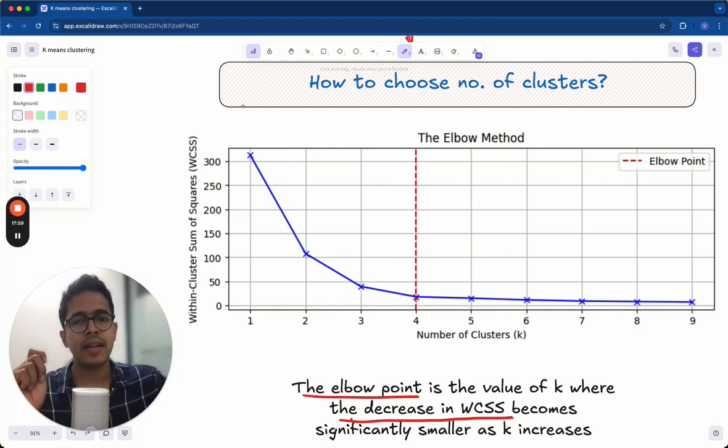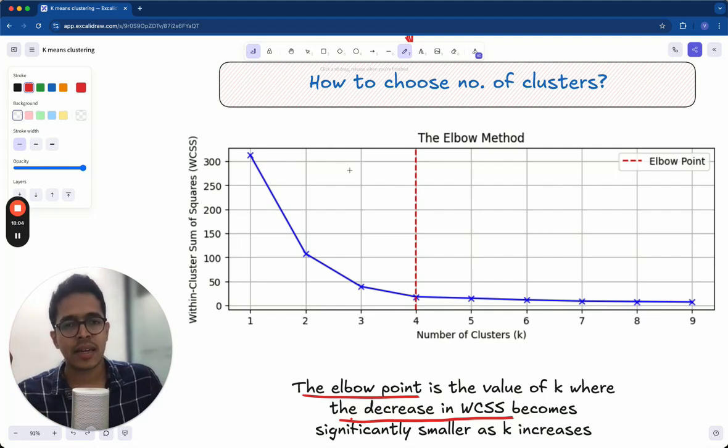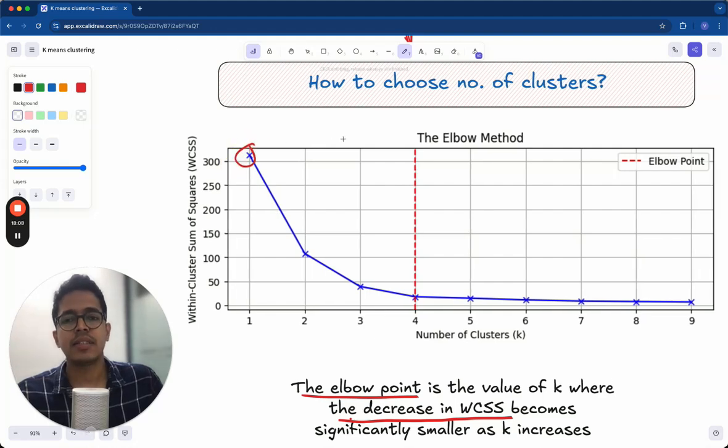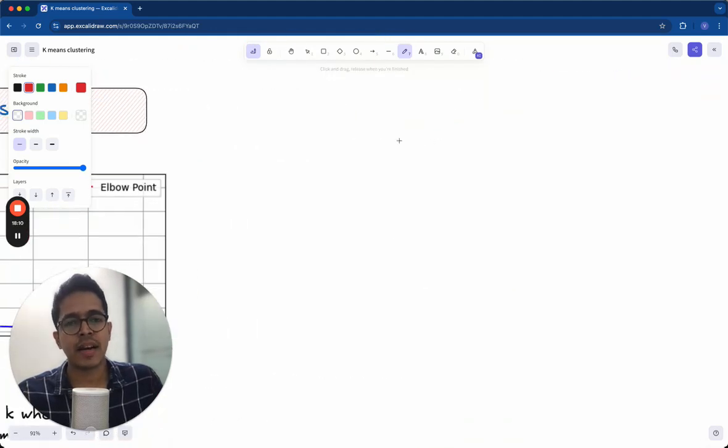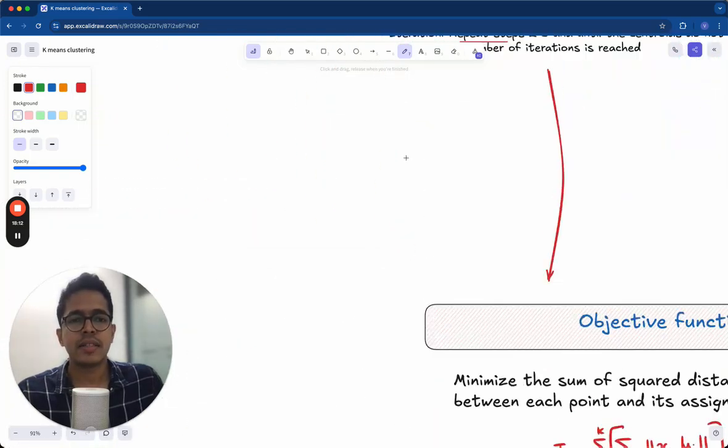And this will result in a certain value of WCSS, such that the higher the value of k in general, the lower the value of WCSS. So if you have only one cluster, within cluster sum of squares will be highest. And why is that making sense? Because let's go back to this image.